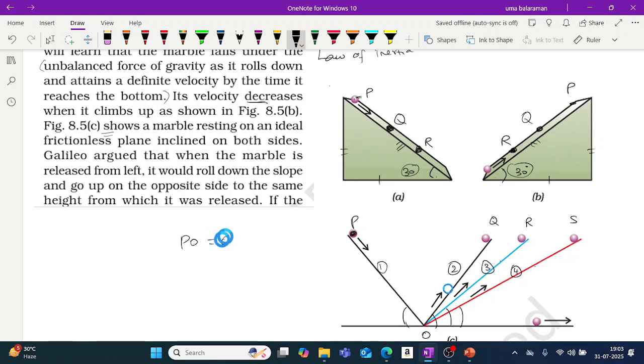PO is equal to QO if identical inclined planes. PO is less than RO, SO if the right side inclined plane is flatter. The right hand side inclined plane is flatter.